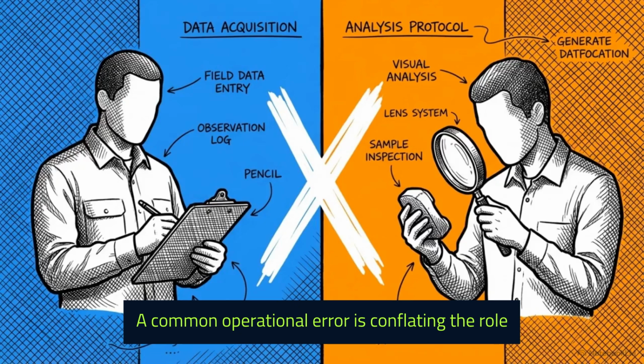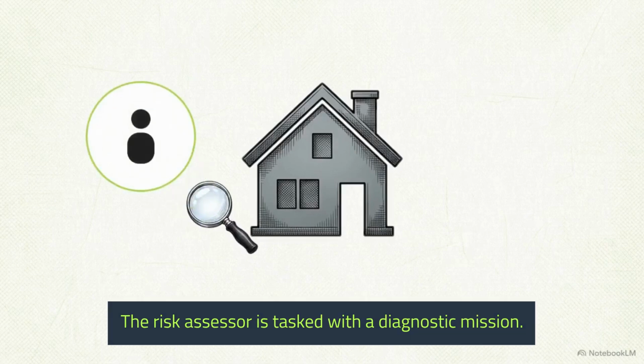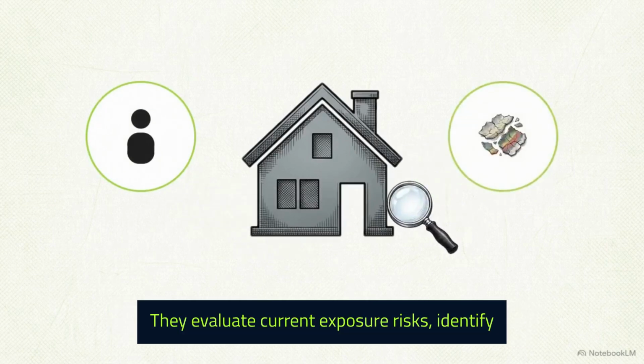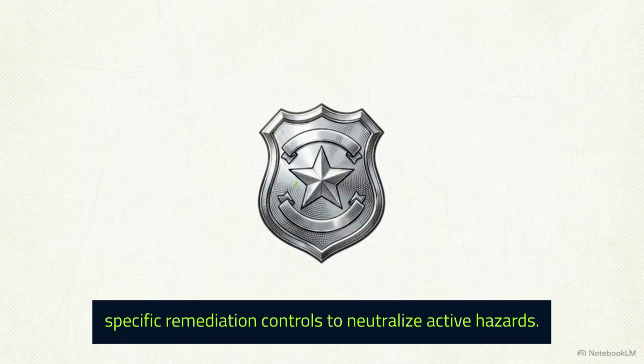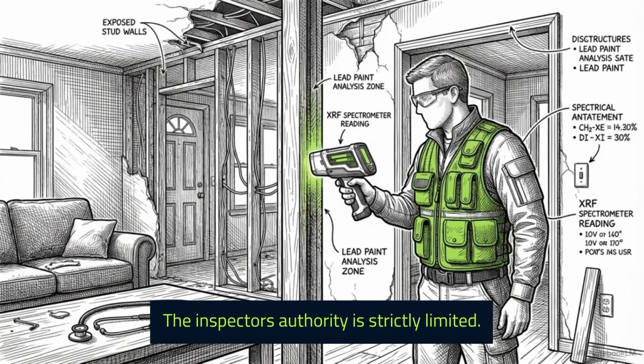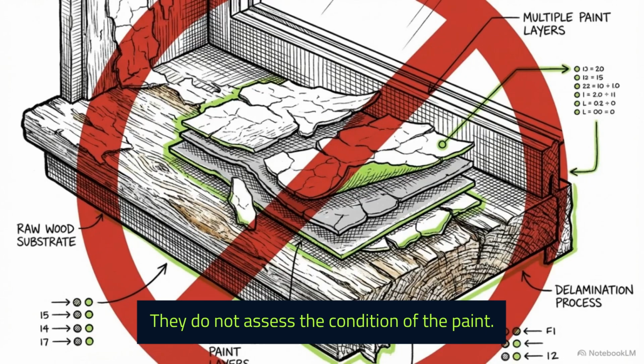A common operational error is conflating the role of the lead inspector with that of a risk assessor. The risk assessor is tasked with a diagnostic mission. They evaluate current exposure risks, identify deteriorating paint conditions, sample household dust, and prescribe specific remediation controls to neutralize active hazards. The inspector's authority is strictly limited. They do not evaluate health hazards. They do not assess the condition of the paint. They do not recommend abatement strategies.